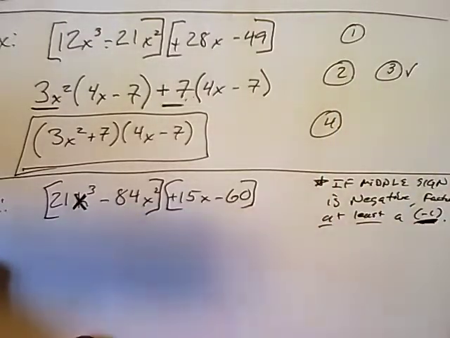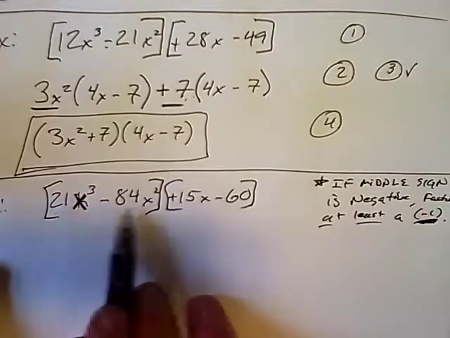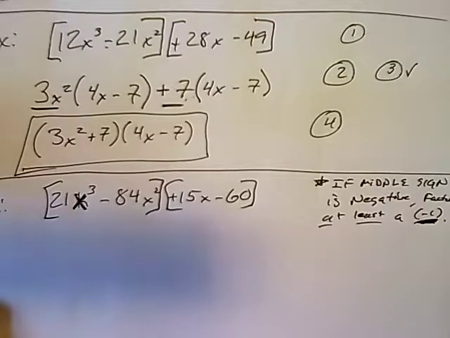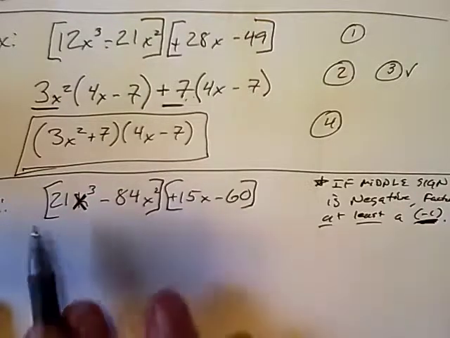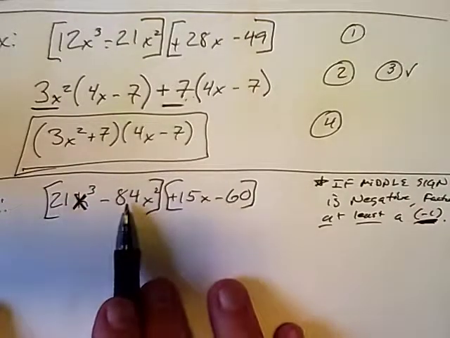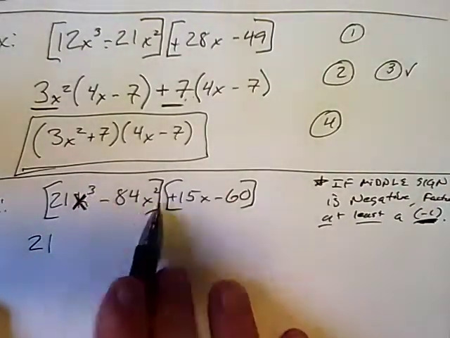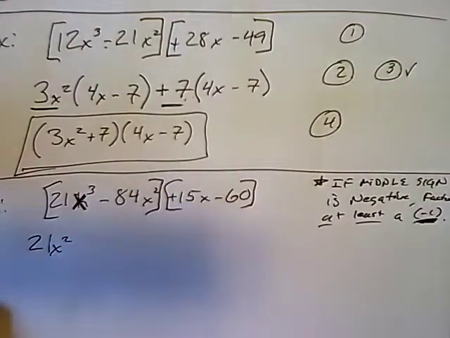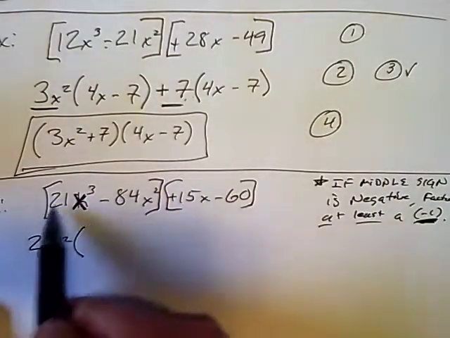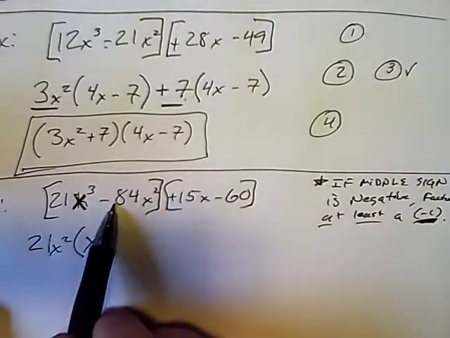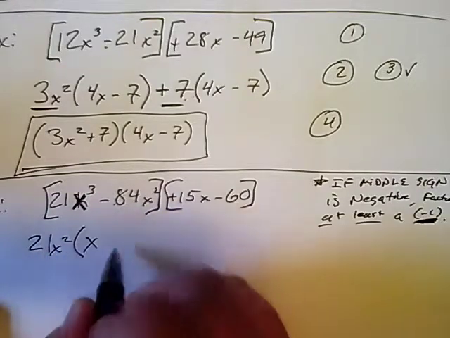Step 2, I need to find the greatest common factor of each group. Well, here with 21 is 3 and 7. 84? Actually, I do know. It's a 7. So, wait, 21 is going to come out of both of those. 21 goes into 84 exactly 4 times. So I can bring a 21 out. X to the third, x squared, I get x squared. And what do I have left over? Well, 21x to the third divided by 21x squared is x. Negative 84x squared divided by 21x squared is a negative 4.